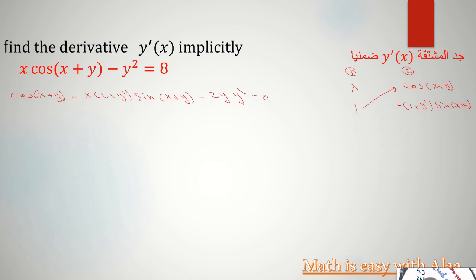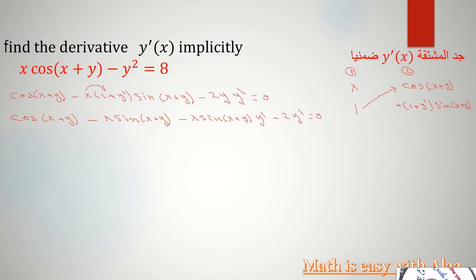Now we will use the distributive property to make it: cosine(x + y) minus x times 1 times sine(x + y), so it will be minus x sine(x + y), minus x times y prime times sine(x + y), so it will be minus x sine(x + y) y prime, minus 2y y prime equals 0.